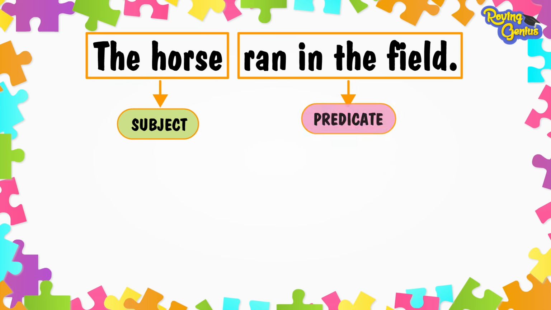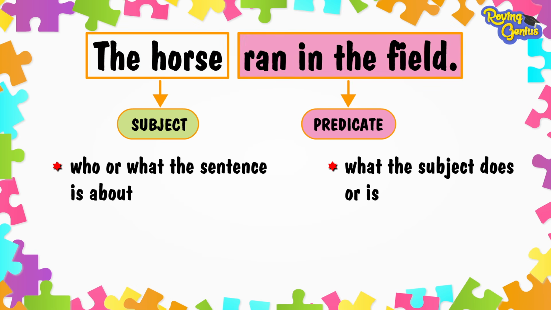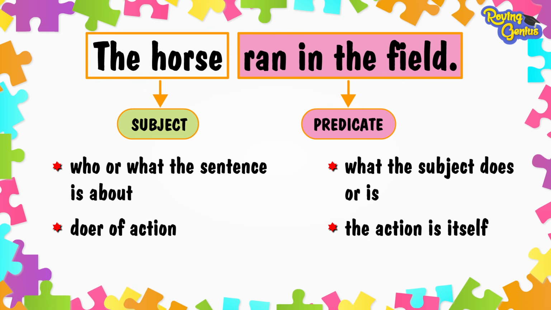Subject and predicate are two parts of a sentence. The subject tells who or what the sentence is about. The predicate tells what the subject does or is. The subject is the doer of the action. The predicate is the action itself.